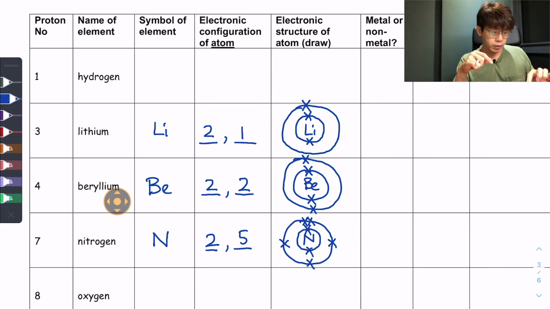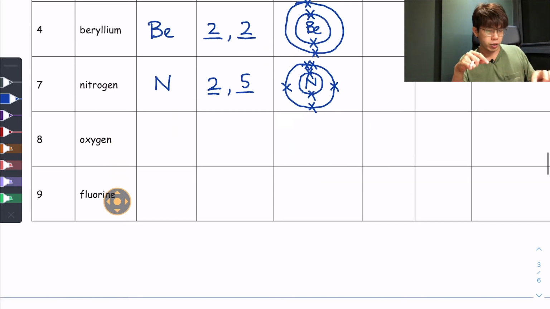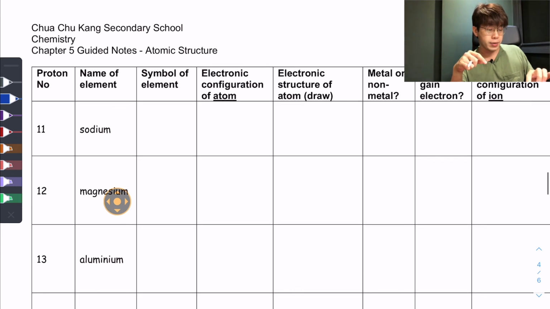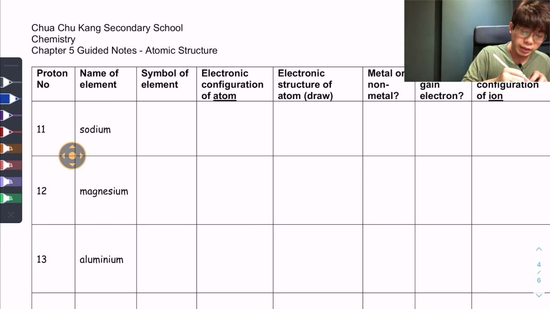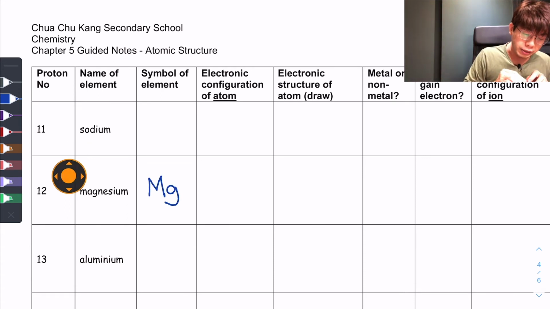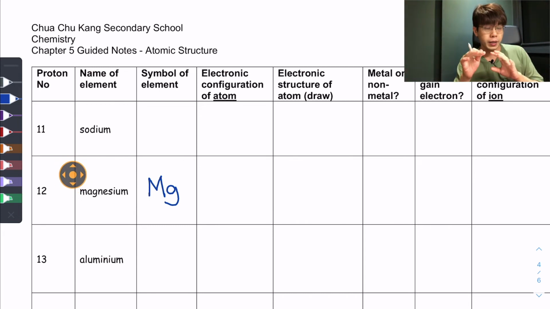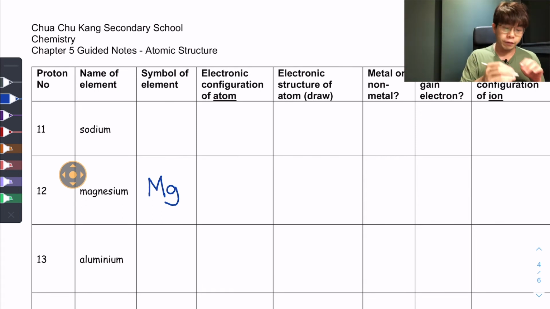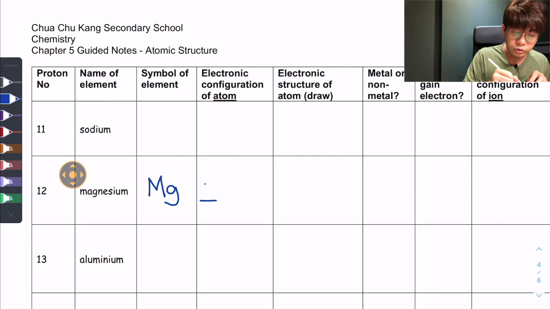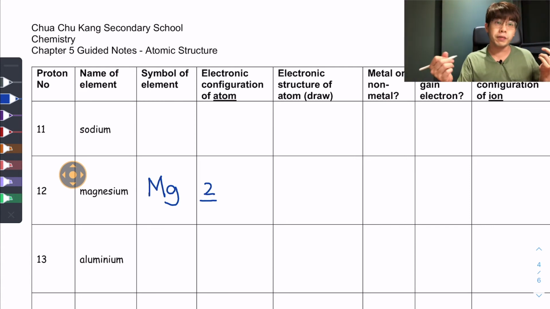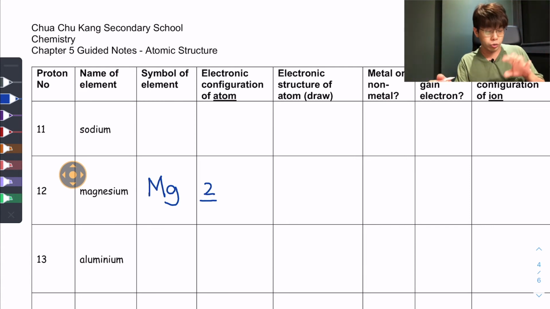Okay, so let's take a look at another one on the next page. So let's look at magnesium. So magnesium has a symbol of Mg, and magnesium has a proton number of 12, meaning it has 12 protons, and because it's an atom, it also has 12 electrons. So the first shell maximum has 2 electrons. Now how many electrons do we have left? So 12 minus 2, that means I have 10 electrons left.